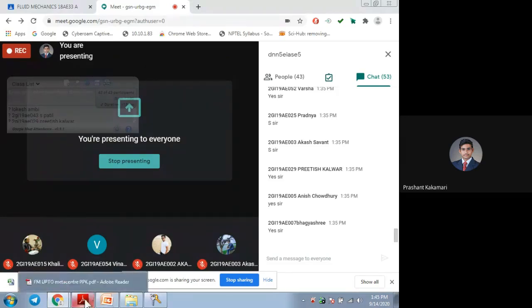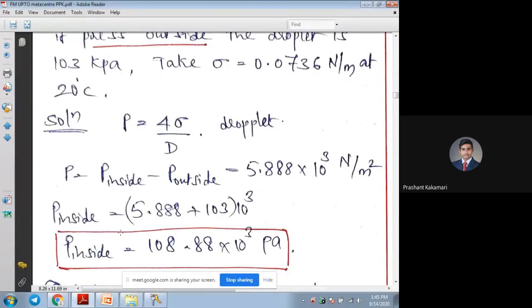Okay, so this P, the pressure applied, by this formula, the pressure required to overcome the tensile force, or to keep it in balance, is 5.888 into 10 raised to 3 Newton per meter square. And P inside, if I find it with the outside atmospheric pressure, comes to around 108.88 into 10 raised to 3 Pascal, nothing but Newton per meter square. Now, can you comment whether the inside pressure is more or the pressure required to pierce it is more?